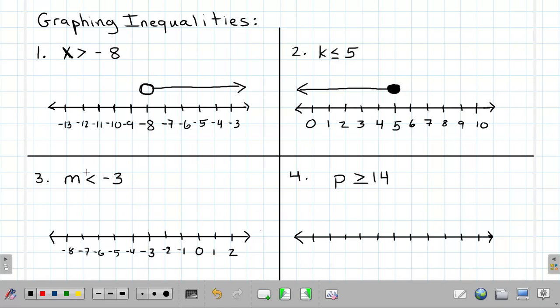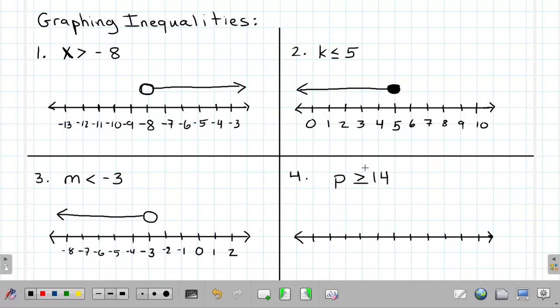All right. So with all that being said, that's where we are on the number line. Well, let's do what we did before. Can m be equal to -3? Well, it can't. So we have an open circle. The direction where all the numbers are less than -3 is to the left.